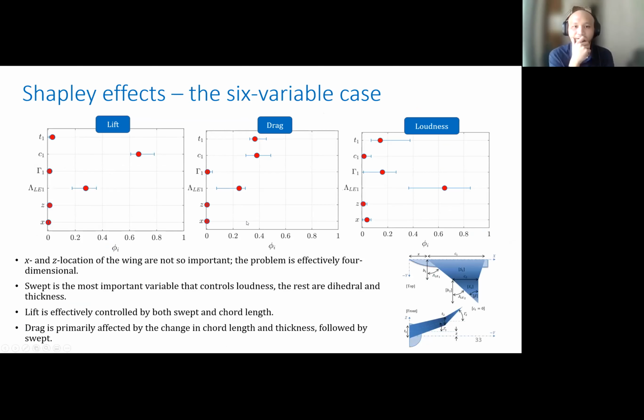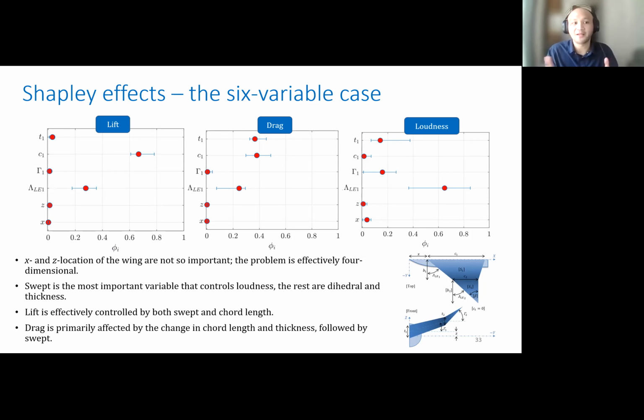So let's do the sensitivity analysis first. It turns out that although it looks like the problem is 6-dimensional, 2 variables are not important. The X and Z location of the wing are not so important. So the problem is effectively 4-dimensional. And even more, if we see the lift coefficient as a function of the 6 variables, it is effectively a 2-dimensional problem. Only the chord of the wing and also the sweep of the wing affect the lift.